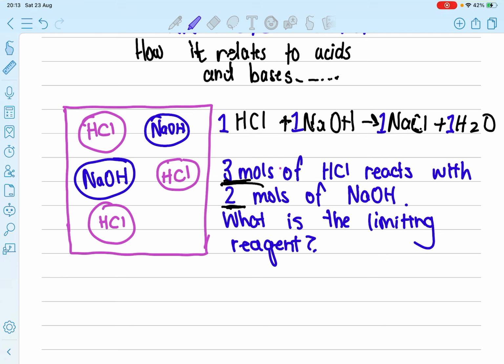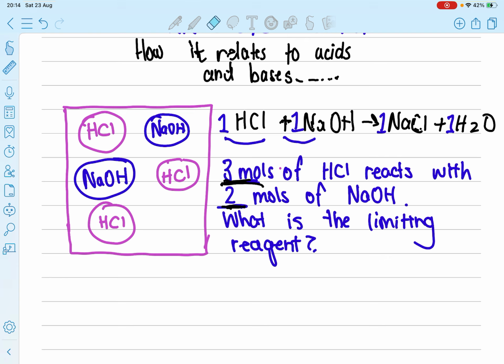What this means is that every 1 mole of hydrochloric acid will react with 1 mole of sodium hydroxide. So those numbers in front are basically telling you the ratio. They're not telling you that you have 1 mole of hydrochloric acid and that you have 1 mole of sodium hydroxide. That is just a ratio. What you actually have is what is in the question. You've got 3 moles of hydrochloric acid, 2 moles of sodium hydroxide.